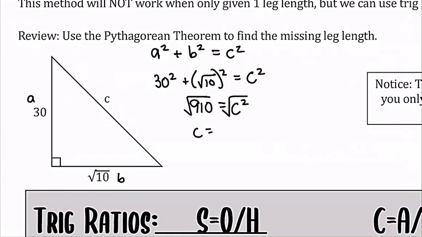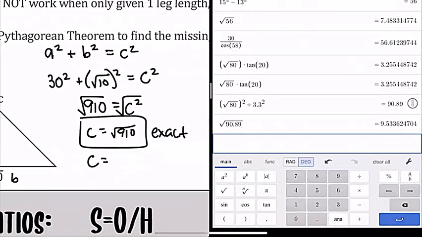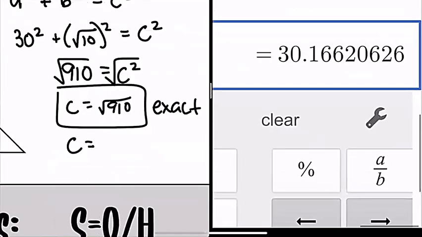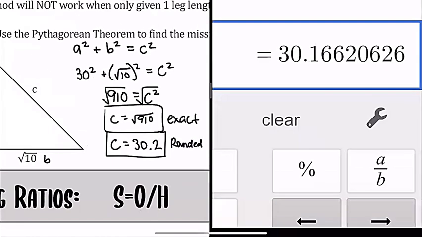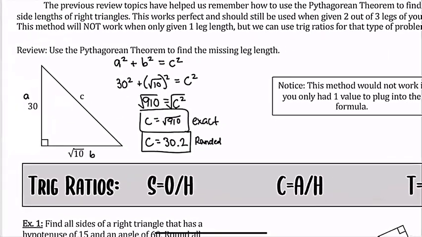Depending on what it's asking for, your answer will either be exact, so square root of 910, because that cannot be simplified, or you would find the approximate answer. It will normally specify how many places it wants behind the decimal. So let's say we're asking for the tenths place. I'm going to type in the square root of 910, and I get 30.166, so it'd be 30.2 would be the rounded answer. And that is how you use the Pythagorean theorem, just to remind us there. We also had this on our last couple sets of notes.